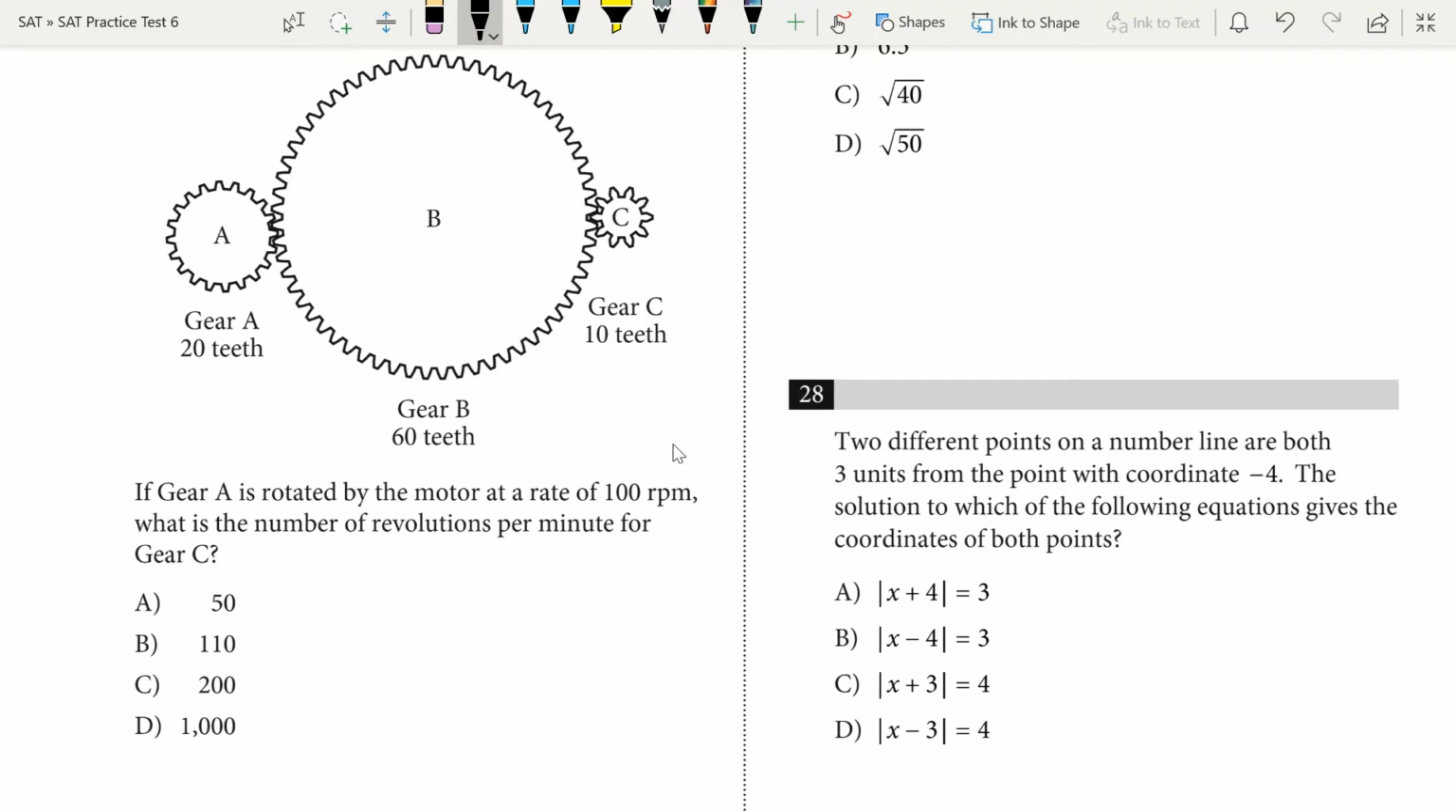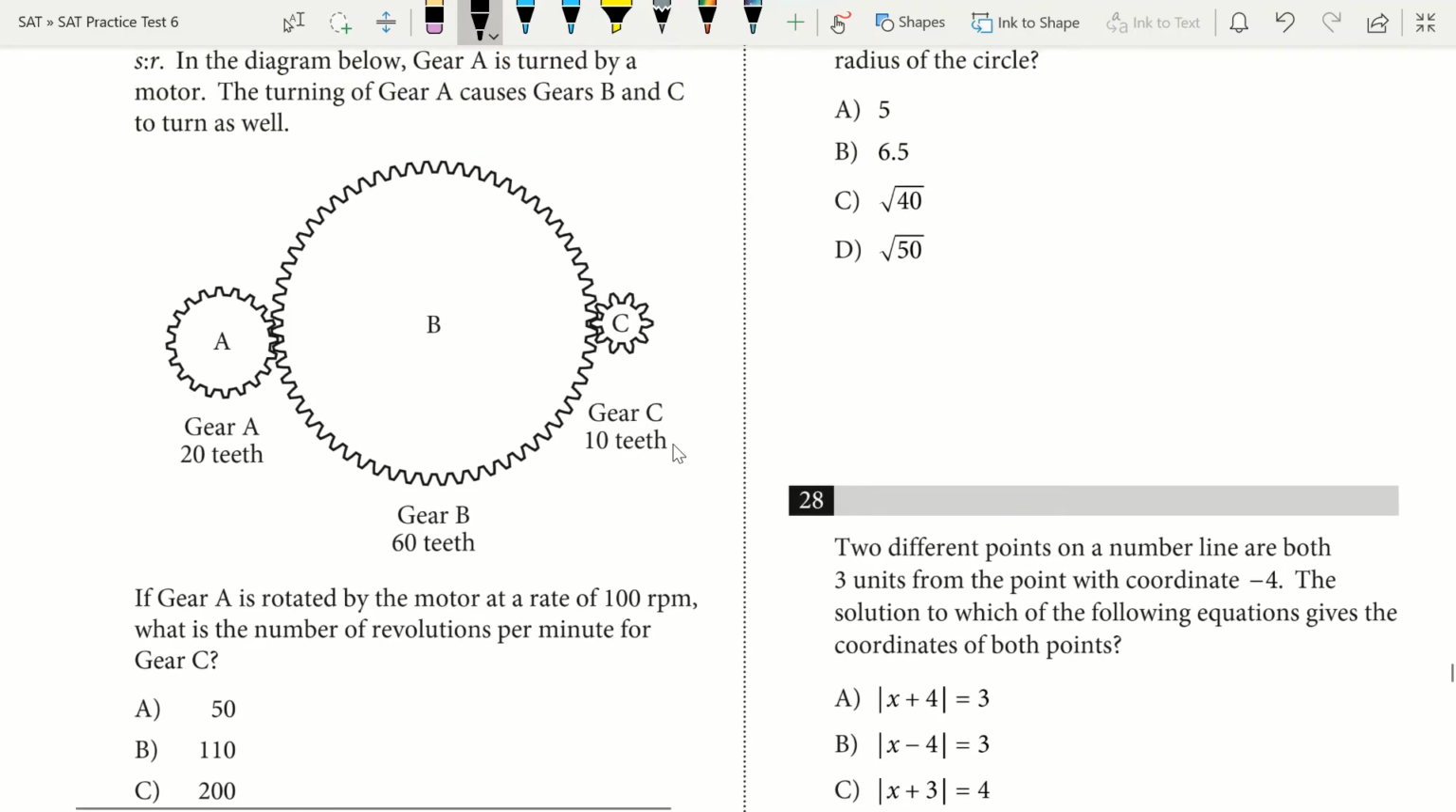All right, well, if I know that I have 20 teeth in gear A and I have 60 teeth in gear B, then since gear B is 3 times the number of teeth of gear A, it will have 1/3 the RPMs of gear A, right? Times gear A's RPMs, which I'll just write as GA RPMs. Gear A RPMs is 100, so we'll have 100 over 3 as our RPMs for B.